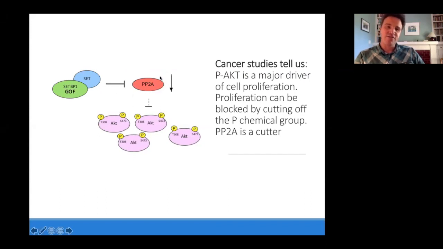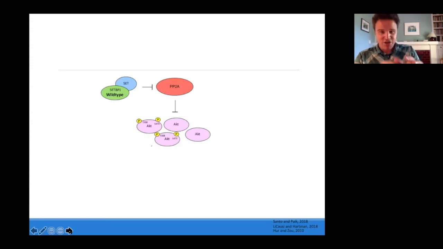And of course, the interest to us is the fact that SETBP1 can affect the scissors that cut this yellow P tag. So I know that's quite detailed, but there's no real other way to get into some of this without trying to share some of the actual data here with you.